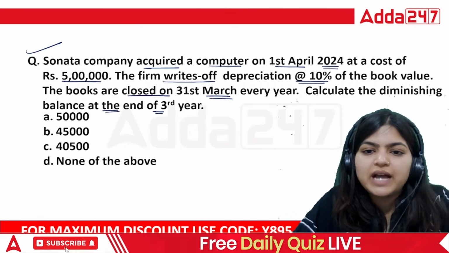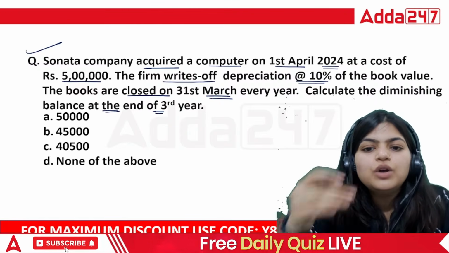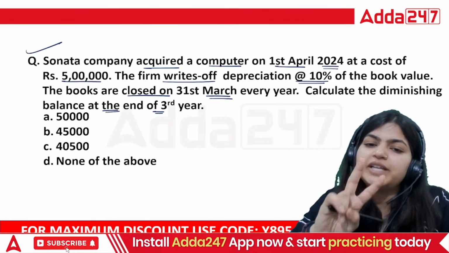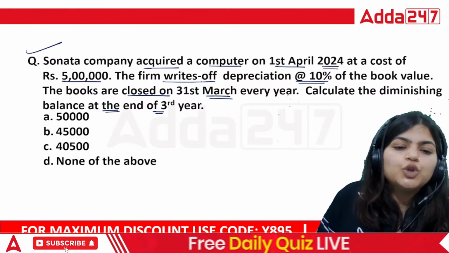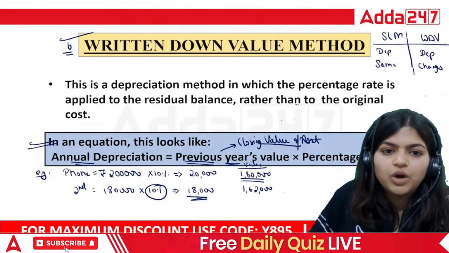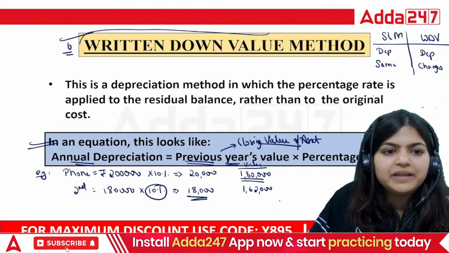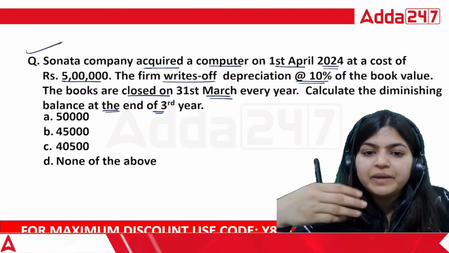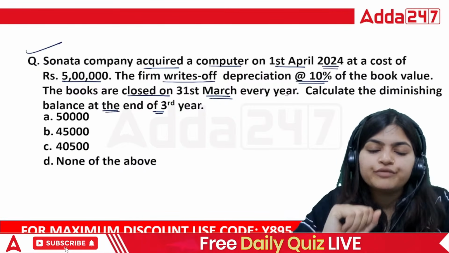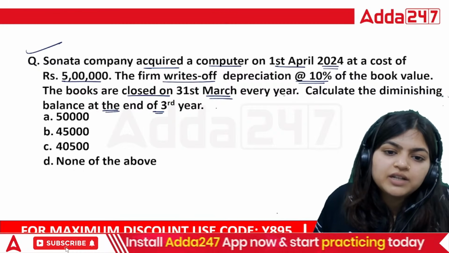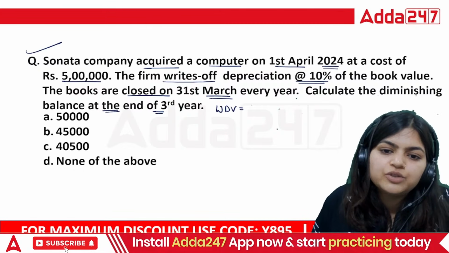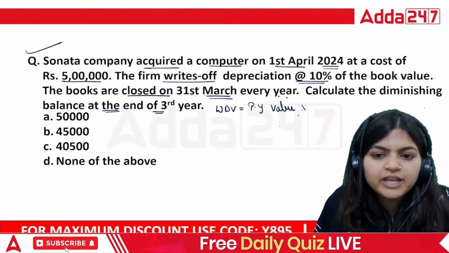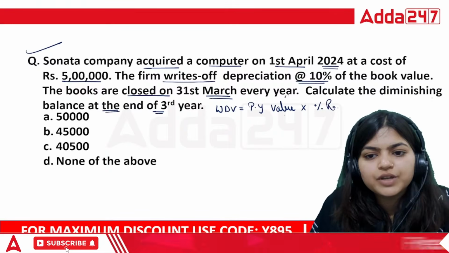Now what we need to calculate? We need to calculate the value of your asset, and along with that your depreciation amount. Two things we are going to calculate here. You can call it the WDV method or diminishing balance method. These are the alternative names of the formula. So what does the WDV method say? That you need to take your previous year value into the percentage rate.